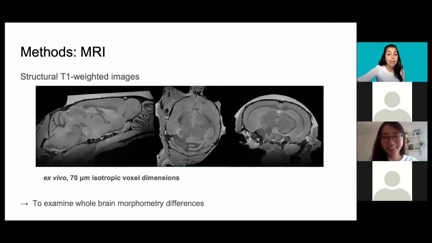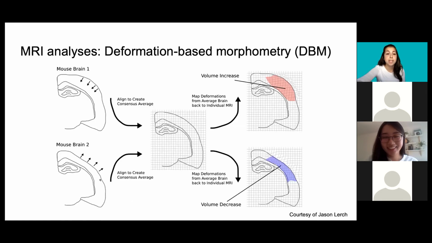And so in order to examine brain atrophy as the result of the injection of the fibrils, we acquired ex vivo T1 weighted images, which were acquired at a voxel resolution of 70 microns. And brain atrophy was assessed using a technique called deformation-based morphometry. And so this is a technique that can be used to measure nonlinear local differences in the neuroanatomy. And so the way this works is that all of the mouse brains are registered together through a series of linear and nonlinear registration steps to create a group-wise average. And then each brain is then registered to the average and then back to itself in order to see what changes it had to undergo, which gives us information about the neuroanatomy.